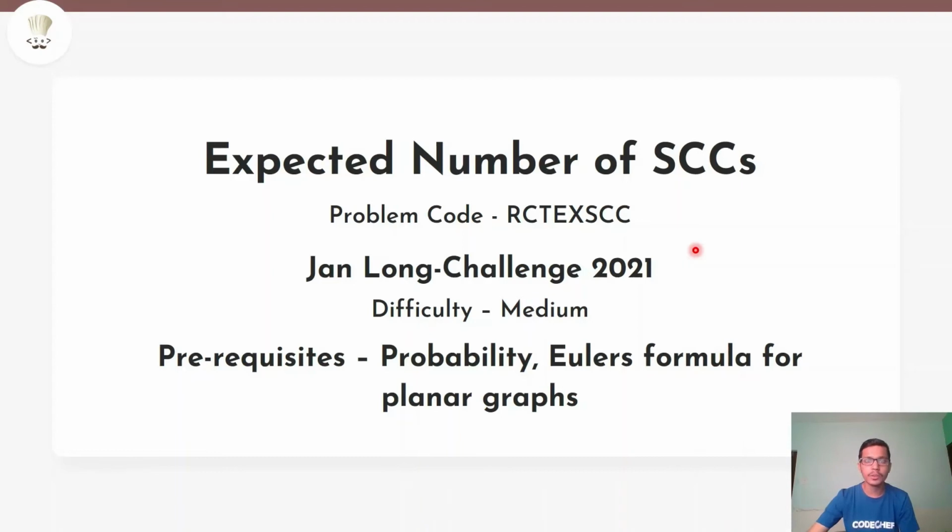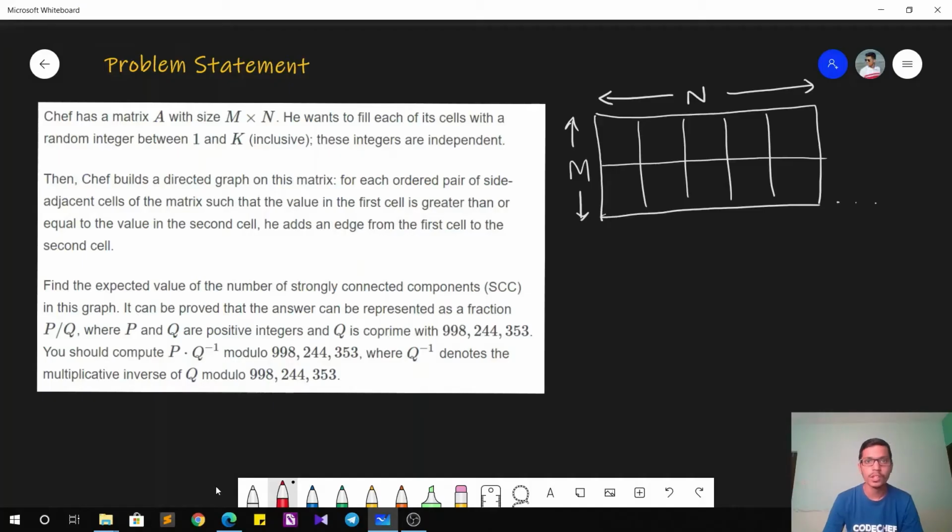The problem that we are going to discuss today is expected number of strongly connected components. The problem appeared in January Long Challenge 2021 and has a difficulty level of medium. The prerequisites for this problem are probability and Euler's formula for planar graphs. The problem statement goes as follows.